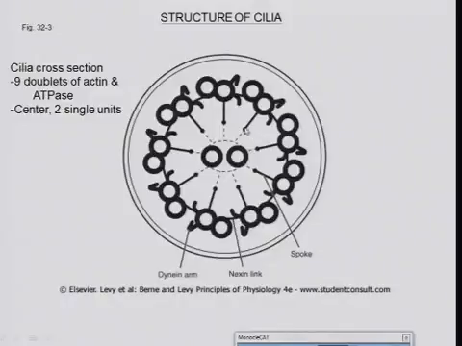So now we go back to the structure of the cilia. Here is the cilia cross-section. There are 9 doublets of this actin and ATPase. So this is one single cilia hair, and you can see all these different actin and ATPases. And in the center, there are 2 single units. Now, these are comprised of a dynein arm and a nexin link, and they're all attached to these in the center. It's important to understand that these consume ATP, or energy. So it takes energy to move these cilia.